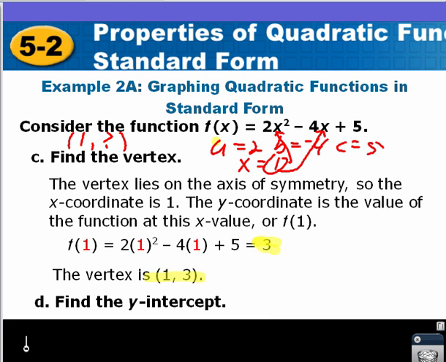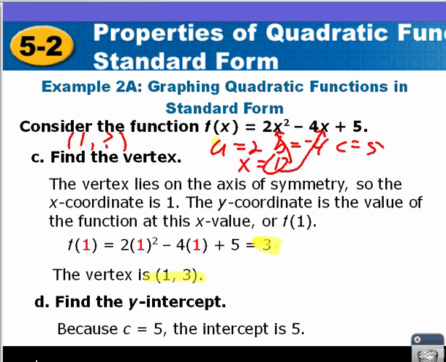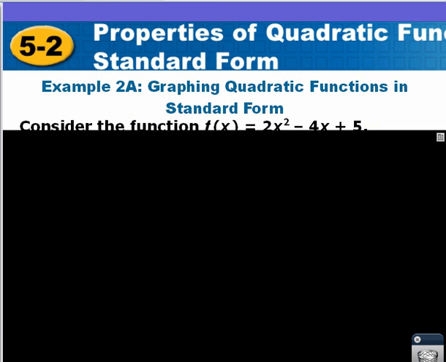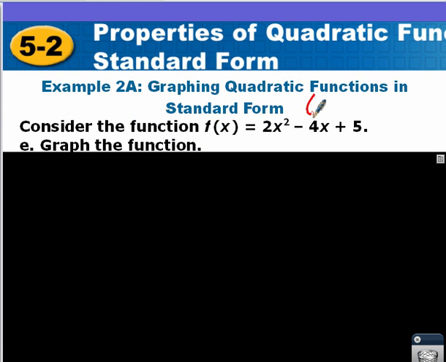And then lastly, the y-intercept is easy to identify. It's the only number in the equation without a variable next to it. So 5 is our y-intercept. We're going to use these pieces of information to graph a quadratic function. So we remember we have a vertex at (1, 3) and a y-intercept of 5.